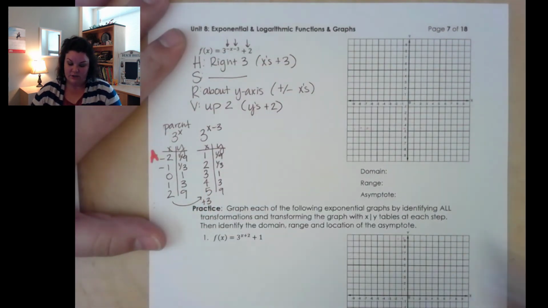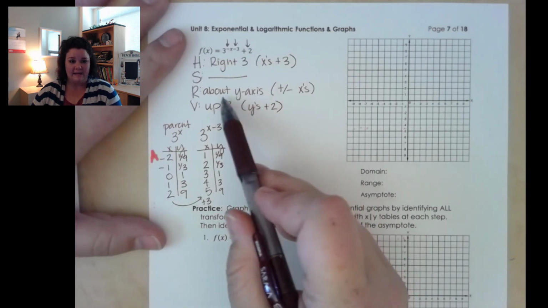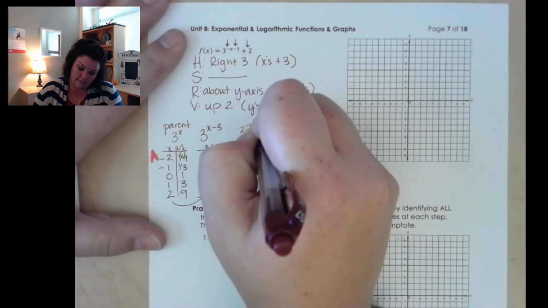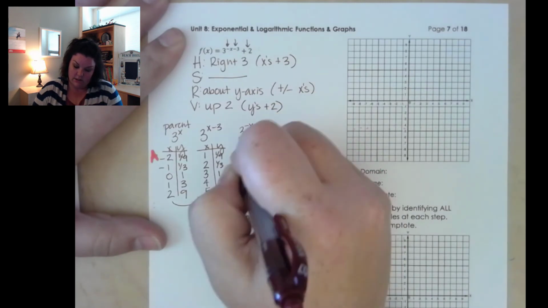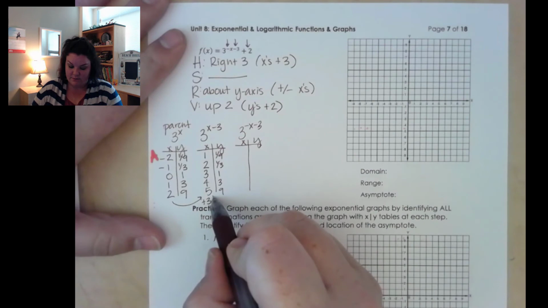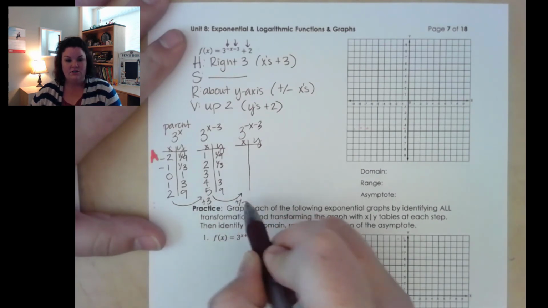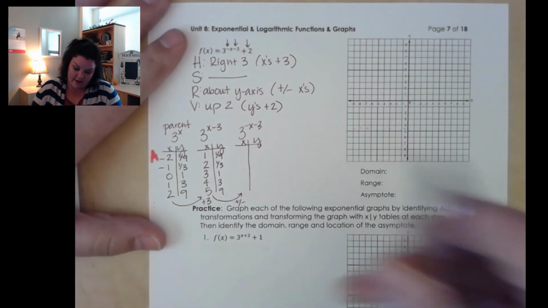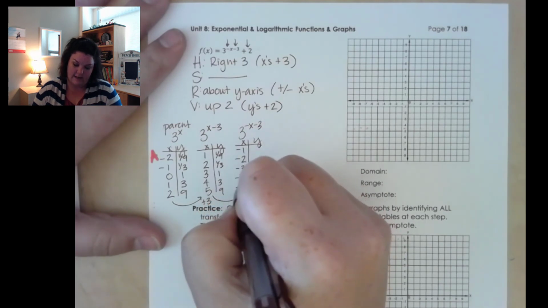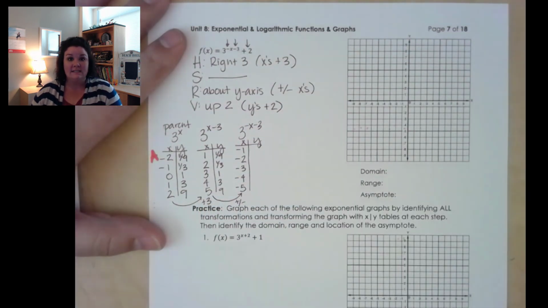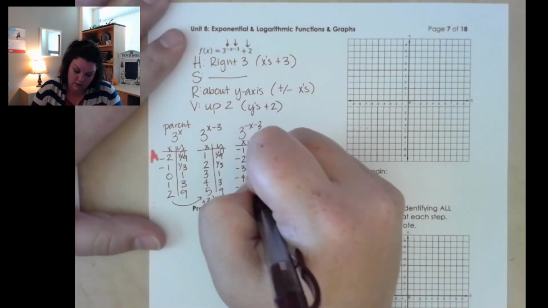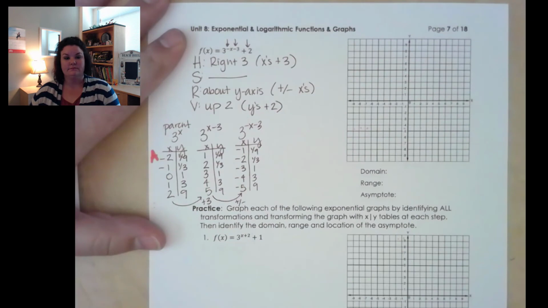Then I do my next transformation, which is about the y-axis. So that's where we get our negative in front of the x. To do that transformation, I'm just going to take my x's from the previous table and change their sign. So now I have -1, -2, -3, -4, and -5. My y's stay the same. So 1/9, 1/3, 1, 3, 9.